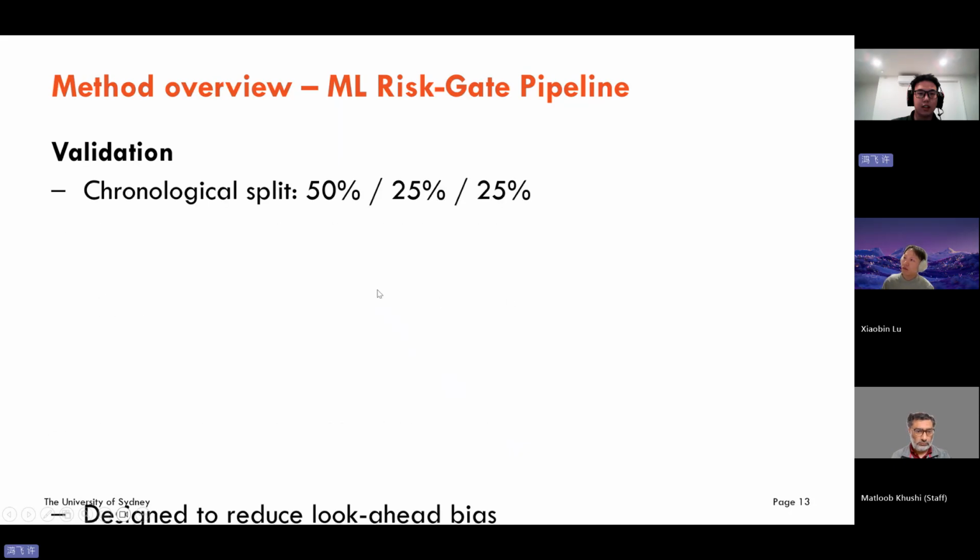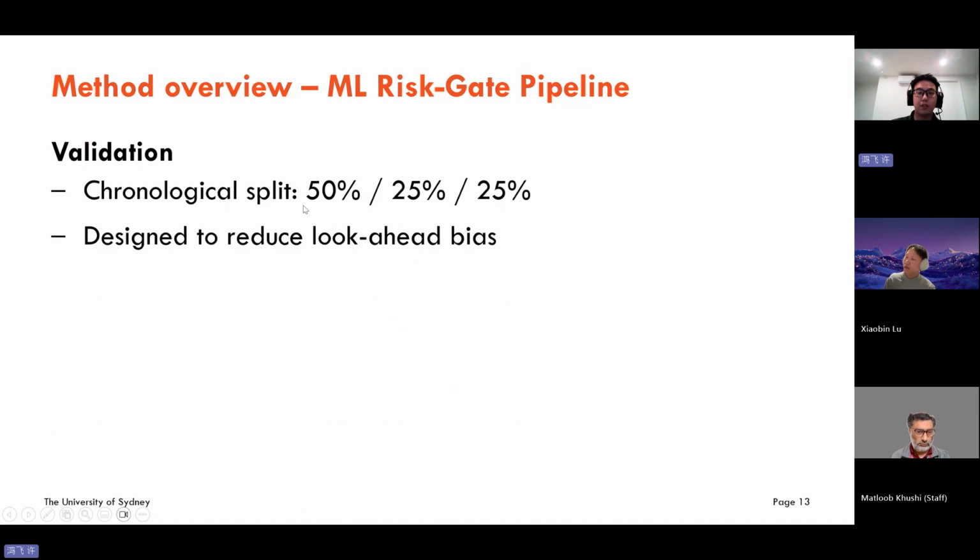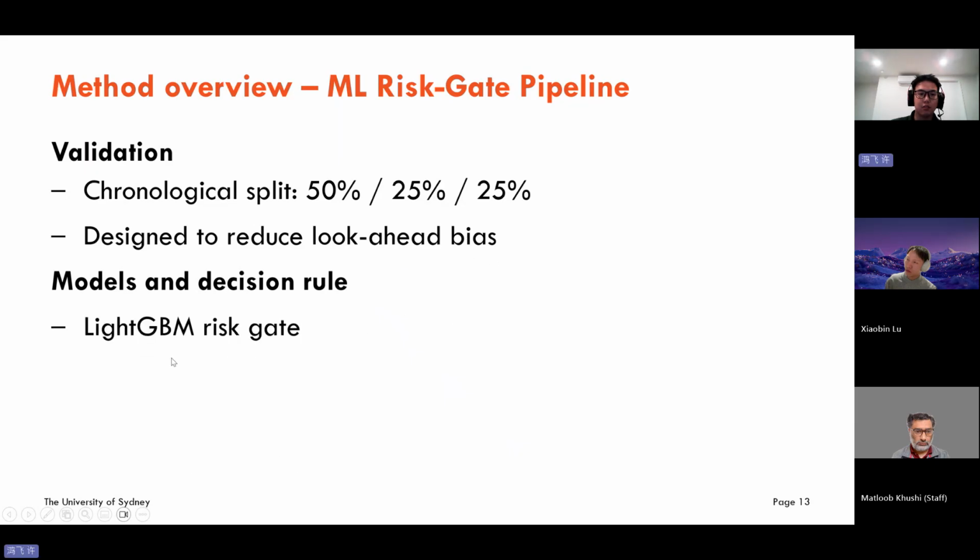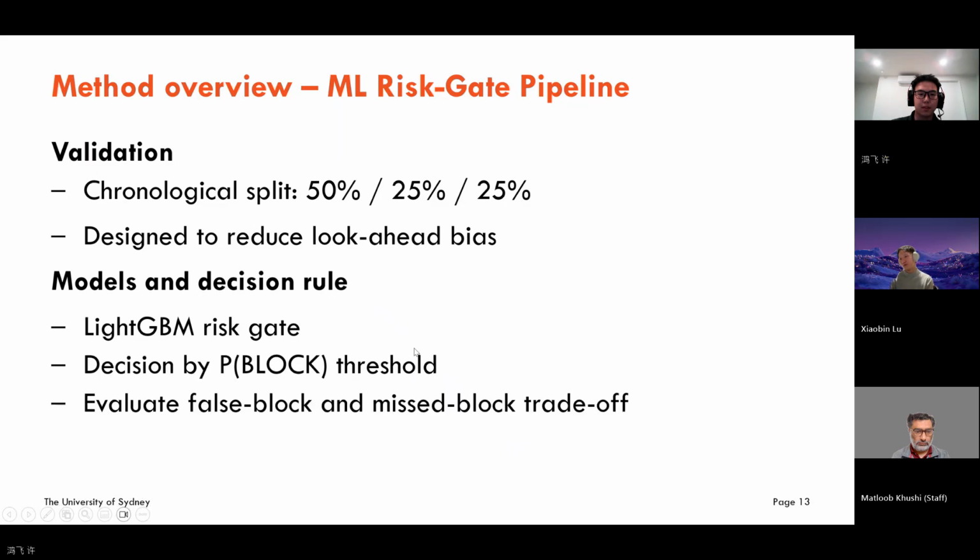The validation I said is: the first 50% of the data set is used for training, the next 25% is for validation, and the last 25% is for testing, designed to reduce look-ahead bias. I use GBM for the model, and it uses a p-block threshold.